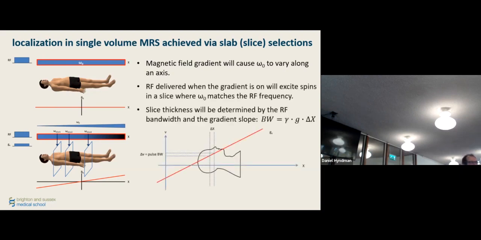Without getting too much into detail, the application of a radio frequency pulse does not excite a single frequency, but excites a bandwidth. And this bandwidth is dictated by the shape of the radio frequency pulse. The bandwidth allows us to modulate the thickness of the slice. So, for example, narrow bandwidth pulses will excite a thinner slice for a given gradient. But we can also modulate the slice thickness by changing the slope of the gradient. All of this is summarized in this link between the bandwidth, the slice thickness, the gradient amplitude, and our very good friend, the gyromagnetic ratio.